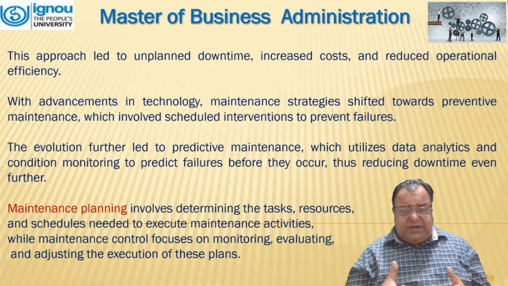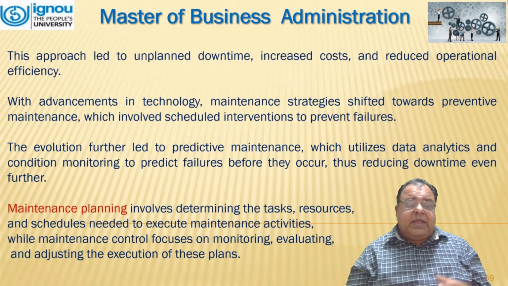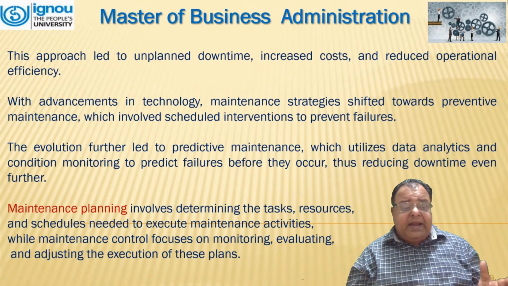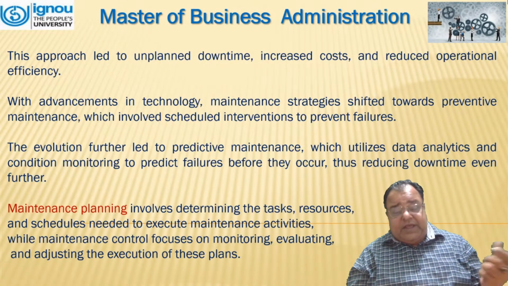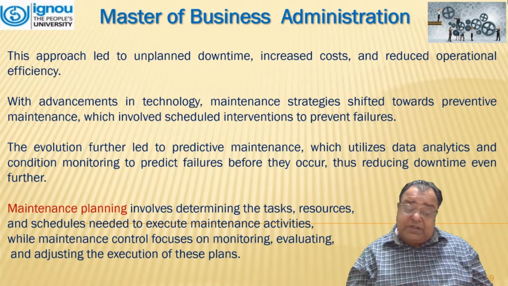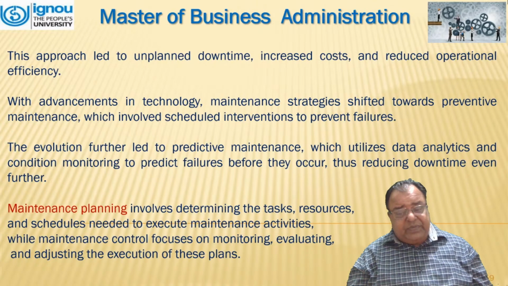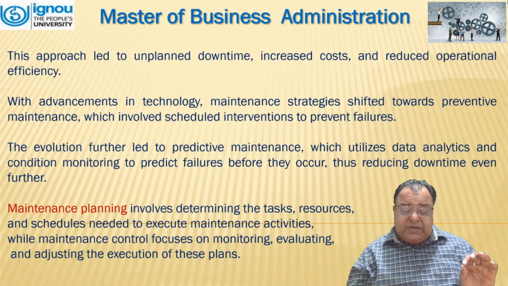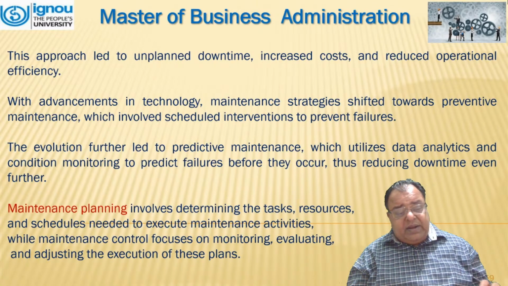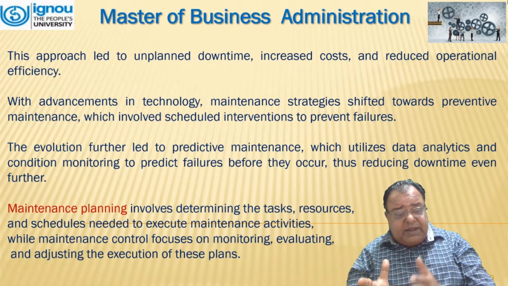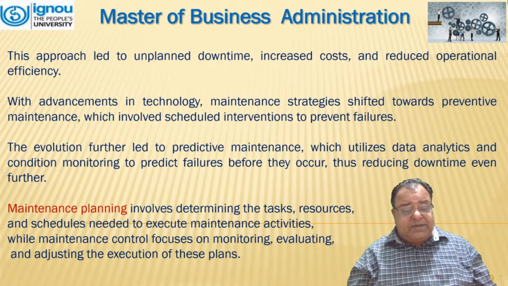With advancement in technology, maintenance strategies shifted towards preventive maintenance, which involves scheduled interventions to prevent failures. The evolution further led to predictive maintenance, which utilizes data analytics and condition monitoring to predict failures before they occur, thus reducing downtime even further. Maintenance planning involves determining the tasks, resources, and schedules needed to execute maintenance activities, while maintenance control focuses on monitoring, evaluating, and adjusting the execution of these plans.